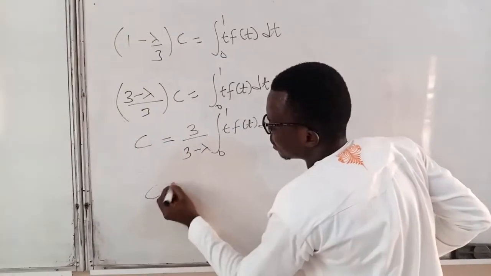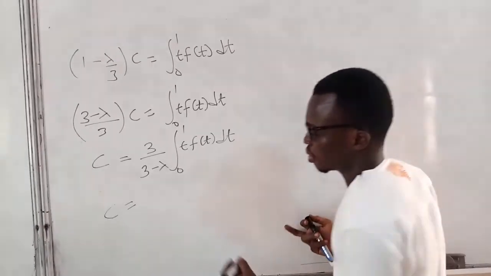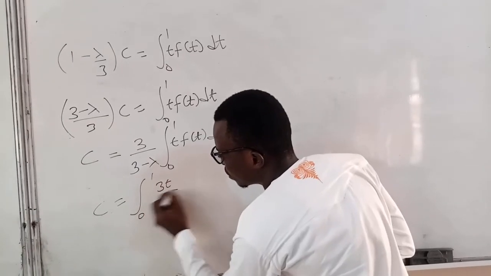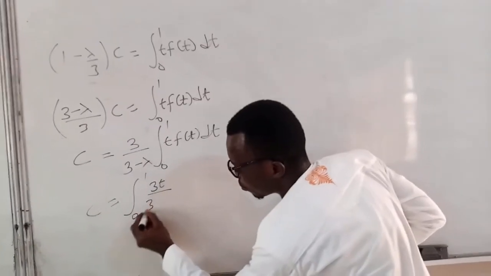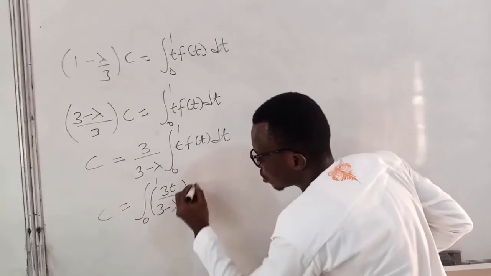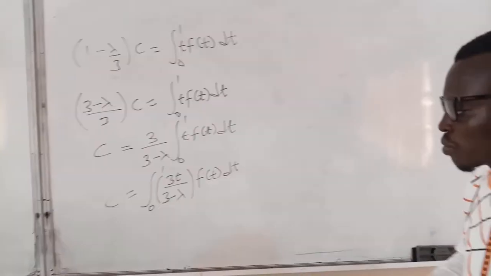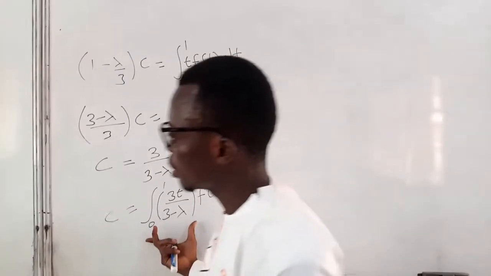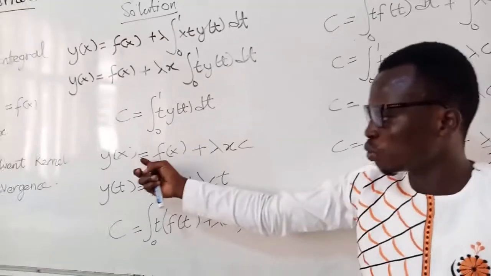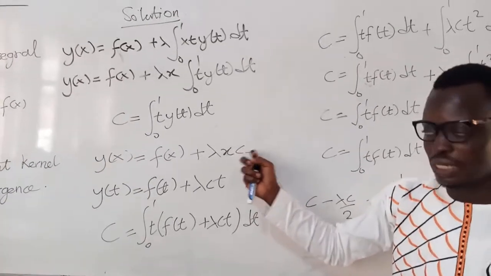Since this is a constant, you can easily send it inside the integral sign. It is a constant. So 0 to 1, 3t divided by 3 minus lambda f of t, all times f of t dt. Now let's substitute this c into the equation we had as a solution to the integral equation. y of s equals f of s plus lambda s c. We're going to bring the c back to this side.